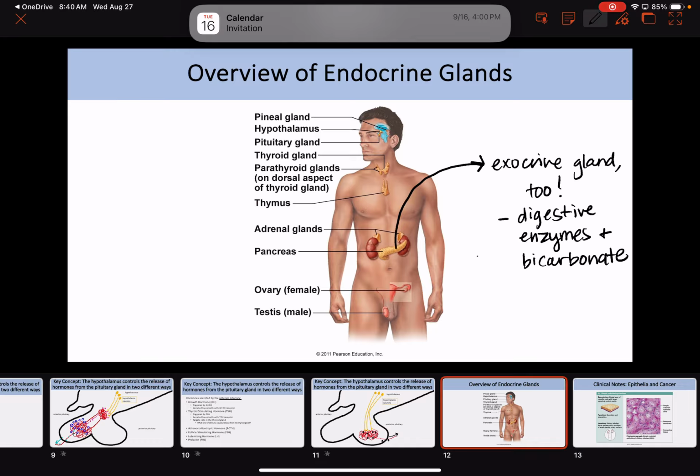So not only does it produce hormones like insulin and glucagon, it produces these digestive enzymes too. And when it does that, it's considered an exocrine gland. When it produces the hormones, it's considered an endocrine gland.